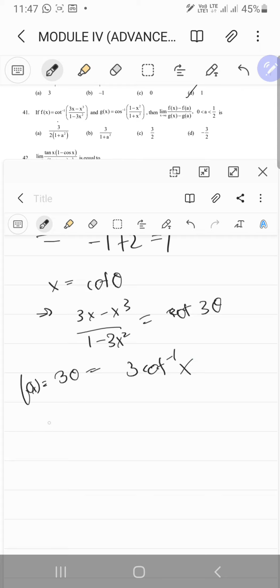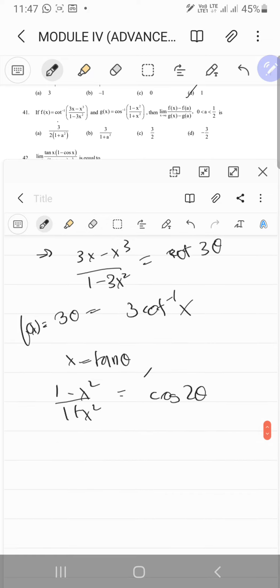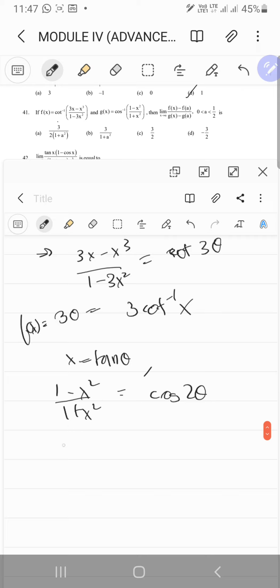And suppose x is tan theta, then 1 minus x squared upon 1 plus x squared is, no, not that, it is cosine of 2 theta. So here we're just finding 2 theta. So g of x is 2 tan inverse of x, that's better.